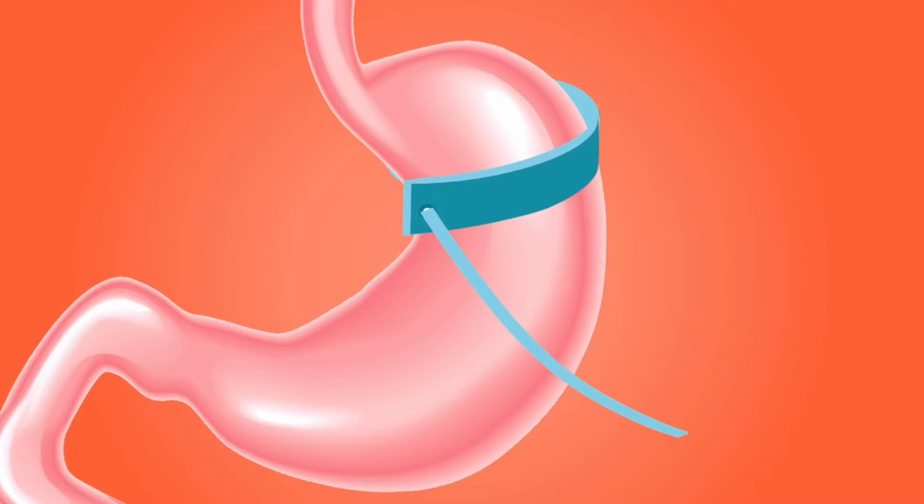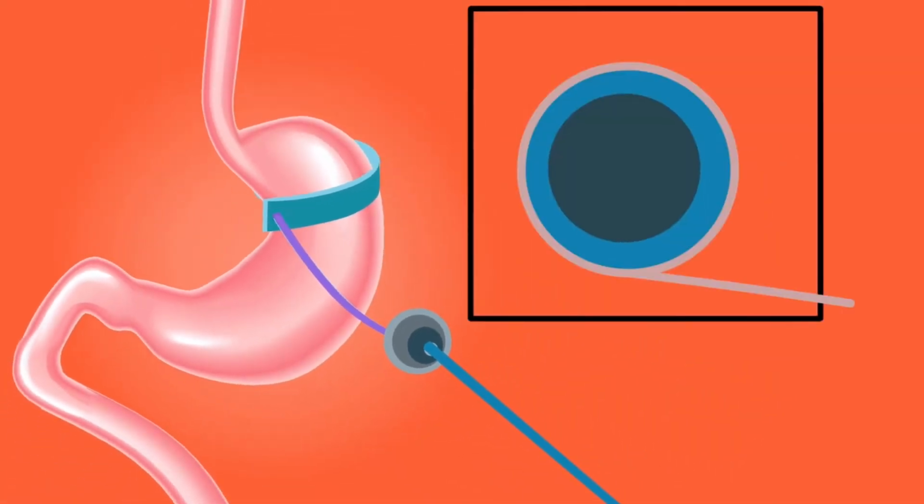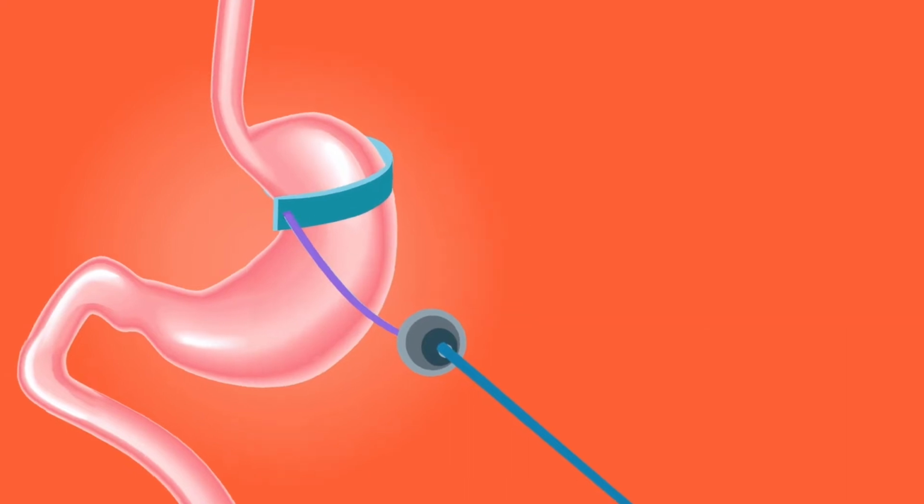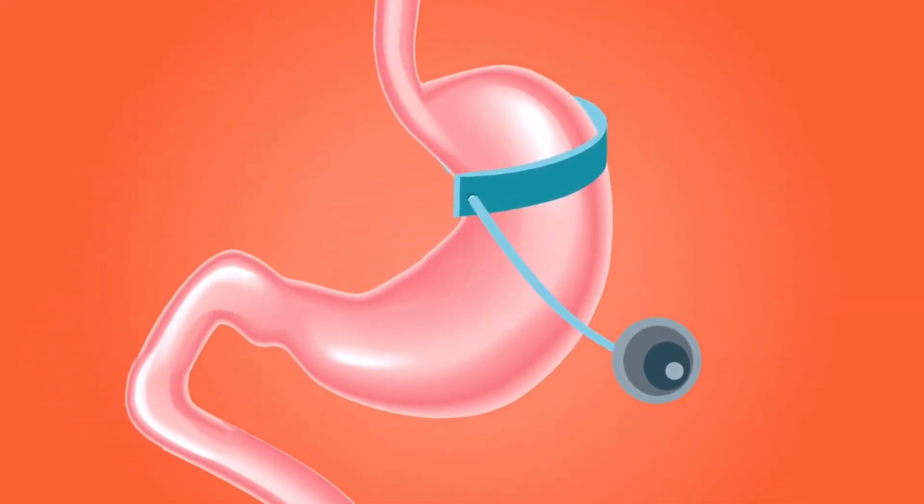No staples are used. The band is connected to the port that is placed subcutaneously in the stomach via small incisions. The port can be accessed to inflate or deflate the balloon in the band, which changes the size of the band accordingly. The diameter of the band obstructs and restricts the passage of the food. The band is inflated or adjusted by adding saline to or removing it from the port.